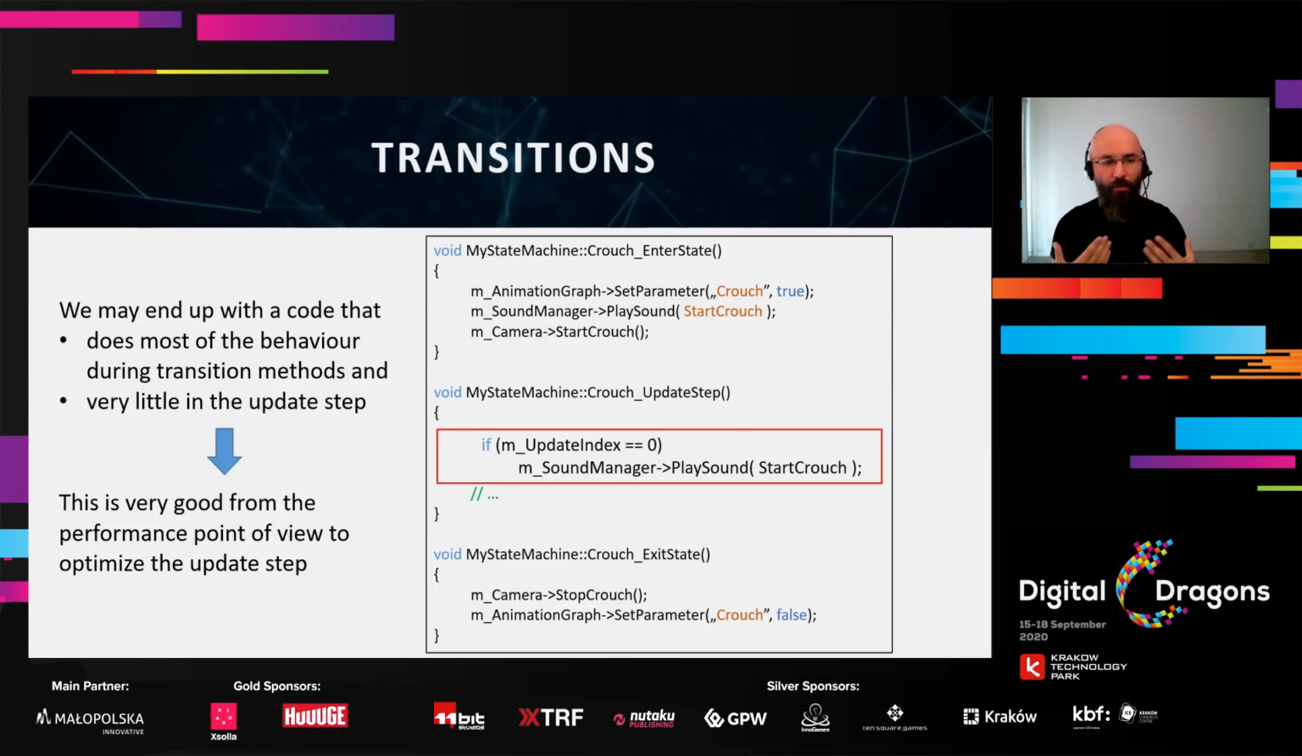So for example, we could also play the sound on entering the crouch by using some update index, when it is 0: I know I'm starting the crouch, so I want to play the sound. But that's not the best way of doing it, because we would check that if statement every iteration of the update step method, and it is much better to use the enter state method to execute that sound.